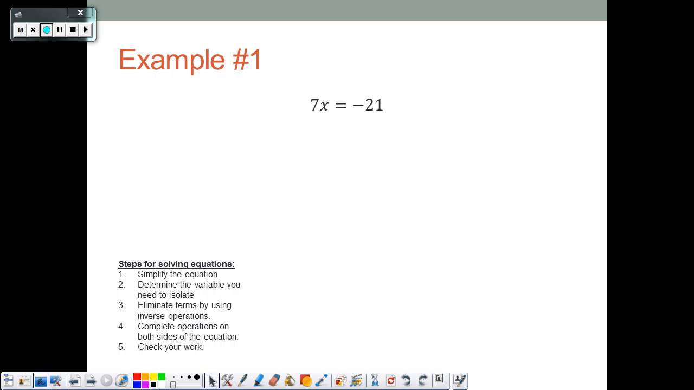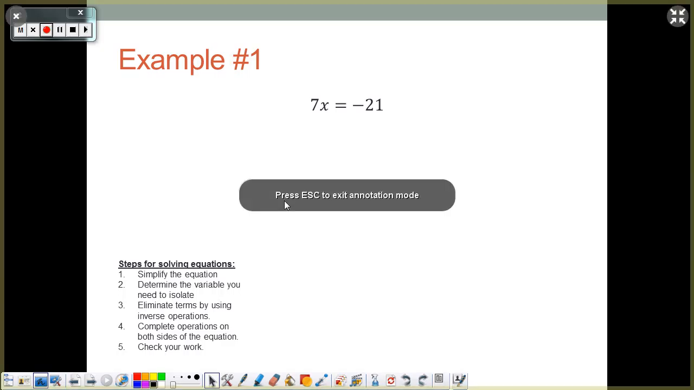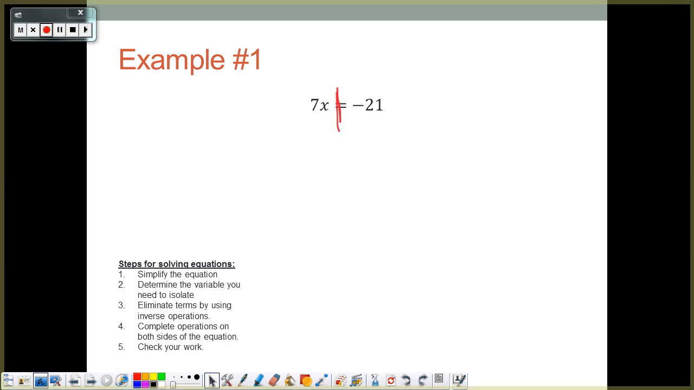So on this first problem, I see that I have 7x equals negative 21. On my left I have 7x's. On the right I have negative 21. I want to go ahead and get x all by itself. That's the variable I want to isolate.